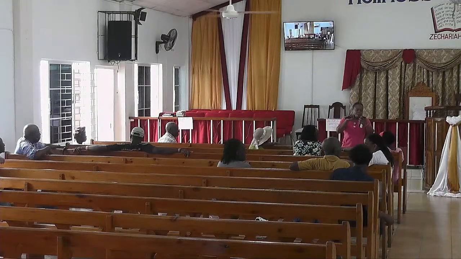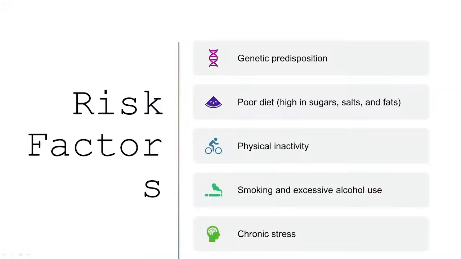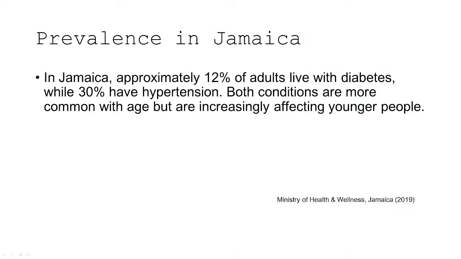Now I'm going to talk about prevalence in Jamaica. In Jamaica, approximately 12% of adults live with diabetes, while 30% have hypertension. Both conditions are more common with age, but are increasingly affecting younger people these days. And it's because of all of the things that we discussed earlier.